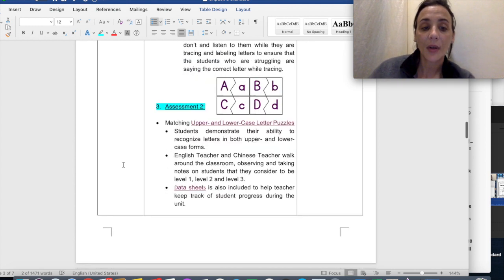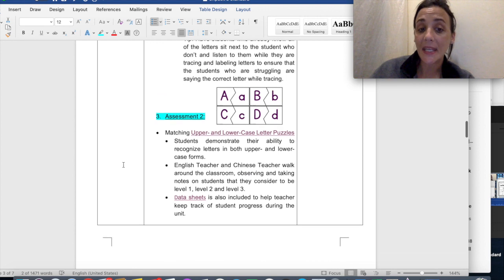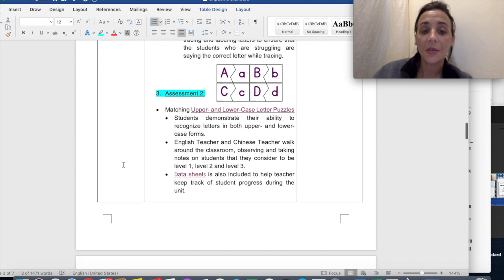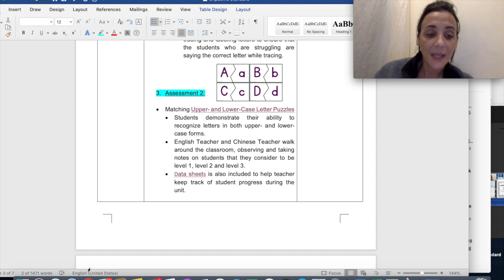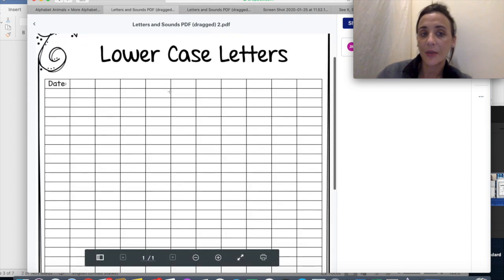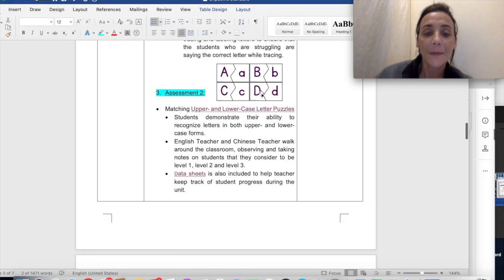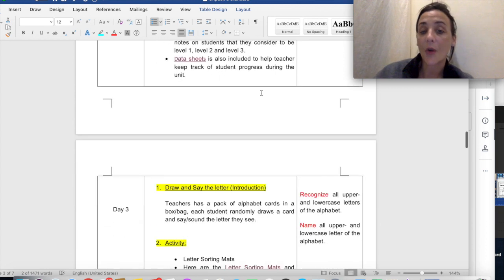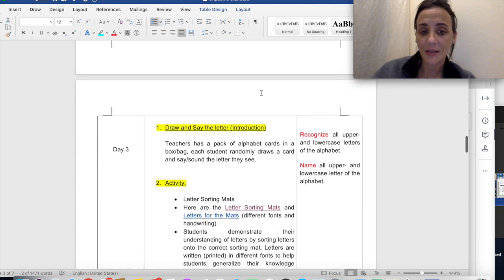The assessment on day 2 would be an upper and lowercase letter puzzle. So students have to put together the capital and the lowercase letters. During this time, my Chinese co-teacher and I would walk around the classroom. We would observe and take notes on who we consider to be level 1, level 2, and level 3 students. We also make use of data sheets to keep track of students' progress, and it looks basically like this. This one is only for lowercase letters, and we would keep note and record of the students' understanding.